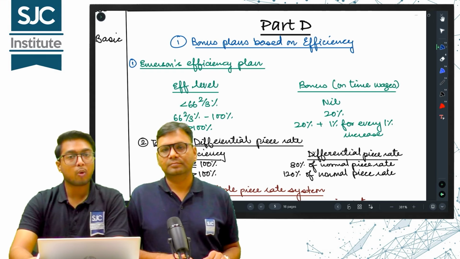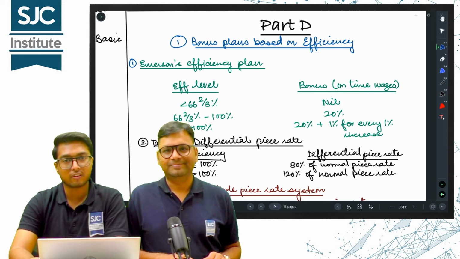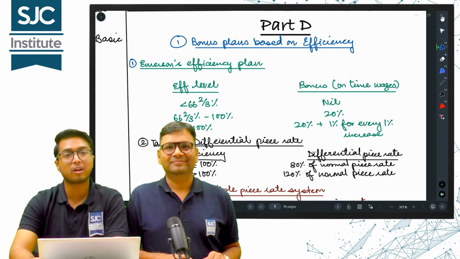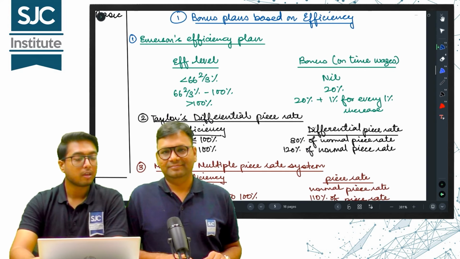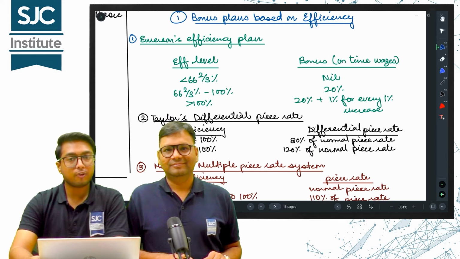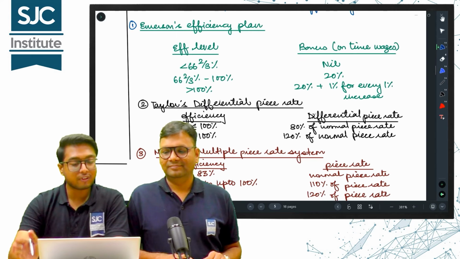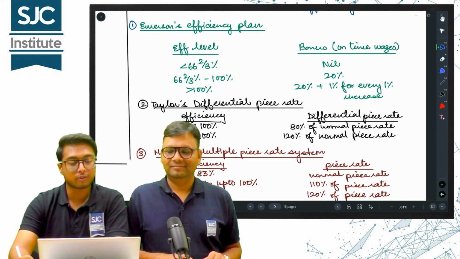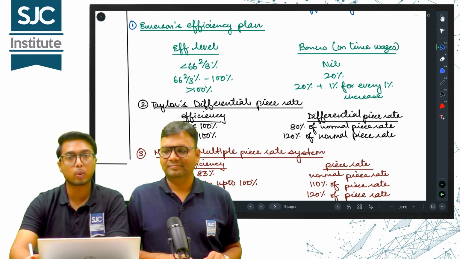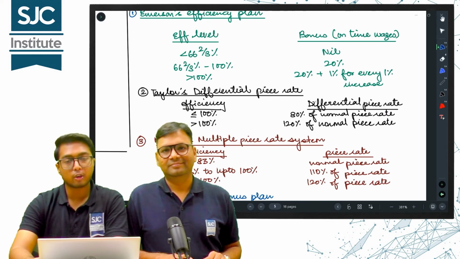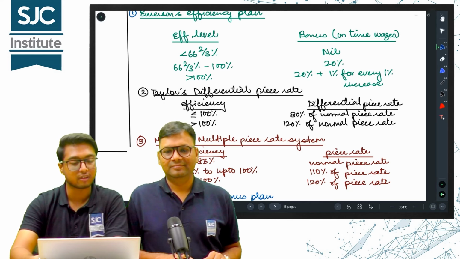Now let us learn how to compute the bonus based on efficiency. We have already learned how to compute bonus based on time. Now we will learn how to compute bonus based on efficiency. The first, Emerson's efficiency plan. If your efficiency level is below 66 whole 2 upon 3%, you will get no bonus. If your efficiency lies between 66 whole 2 upon 3 to 100%, you will get 20% as bonus. And if your efficiency lies above 100%, you will get 20% plus 1% for every 1% increase in your efficiency.